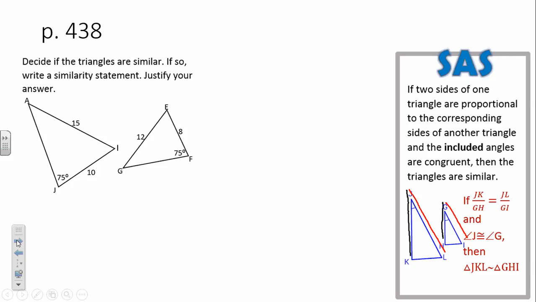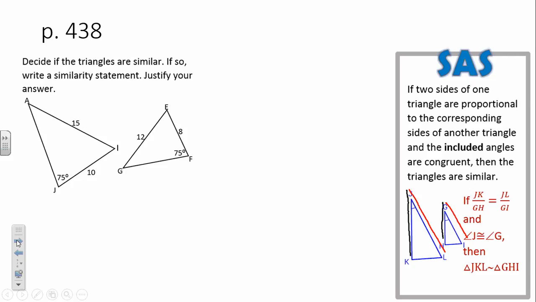So here I see two pairs of sides that have measures, and I see a pair of angles that have measures. So it's not two angles, so we can't use angle-angle similarity, and it's not three sides that I can compare, so I can't use side-side-side similarity. I will have to use side-angle-side similarity. So I ask myself, are the sides proportional, and is it the included angle?